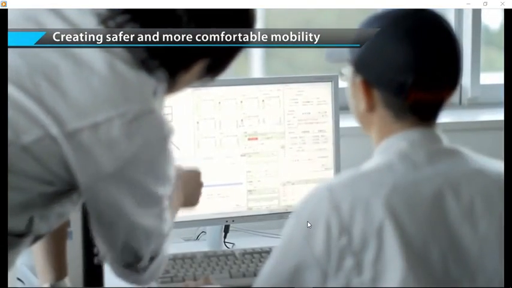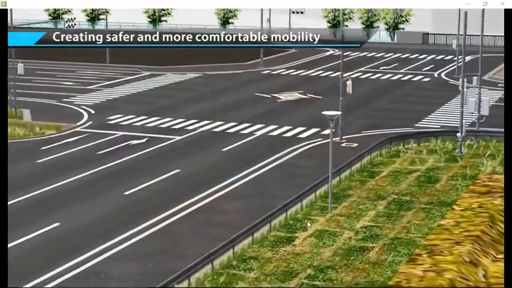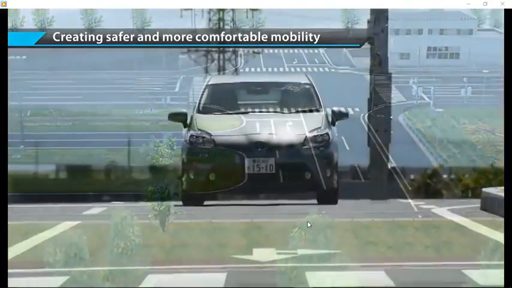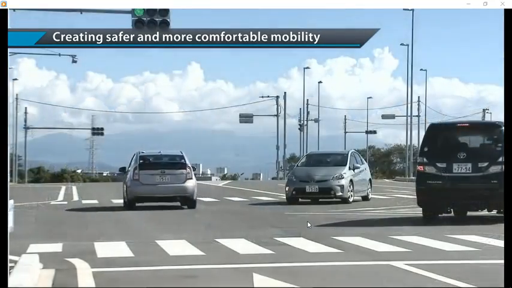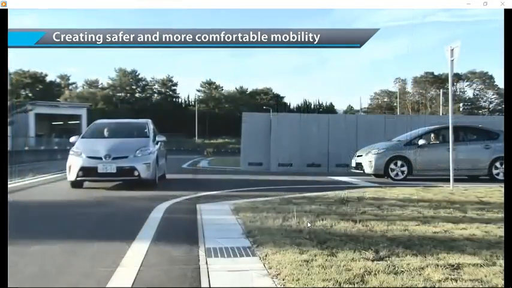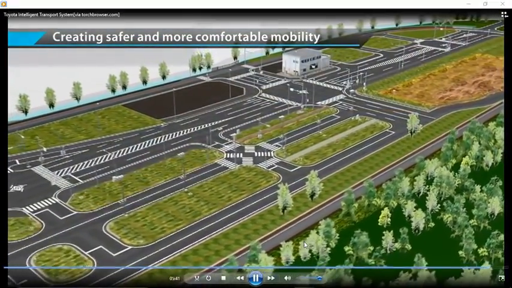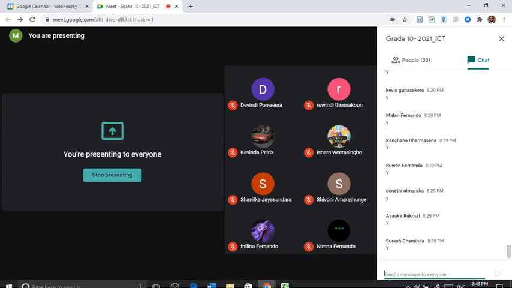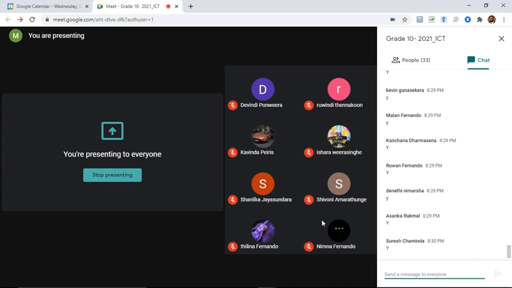With the aim of creating safer and more comfortable mobility, Toyota is actively conducting research at the Higashi Fuji Technical Center ITS Proving Ground for the early practical adoption of vehicle infrastructure cooperative safe driving support systems that use ITS. Toyota is expanding the possibilities of ITS. So I think you all can understand how the technology is used in transportation, for the safety of the people and the safety of the vehicles.